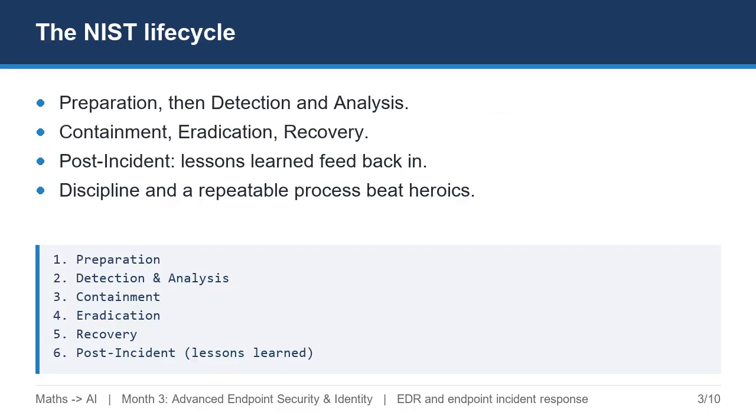When an incident hits, discipline beats heroics. NIST Special Publication 800-61 gives us a repeatable lifecycle. First, preparation, tooling, runbooks, contacts. Then detection and analysis, confirm it's real and scope it. Then containment to stop the spread, eradication to remove the threat, and recovery to restore normal operations. Finally, post-incident activity, where lessons learned flow straight back into preparation. Memorize this order, it keeps you calm and consistent under pressure.